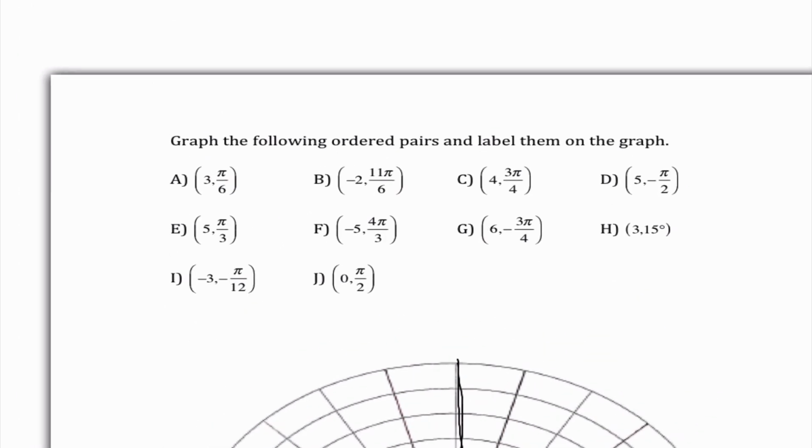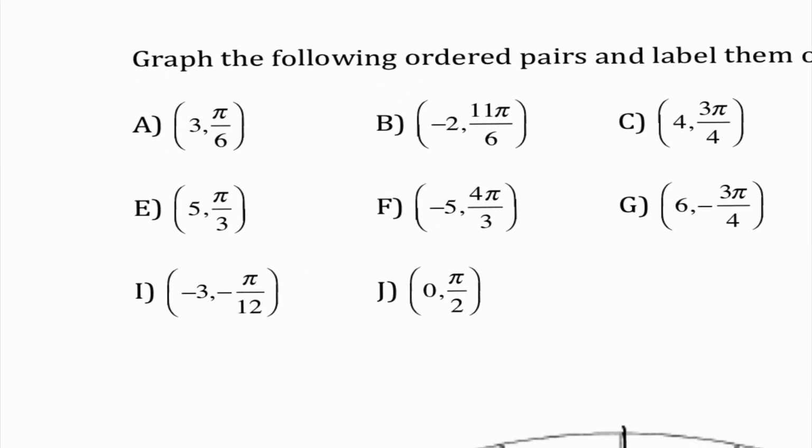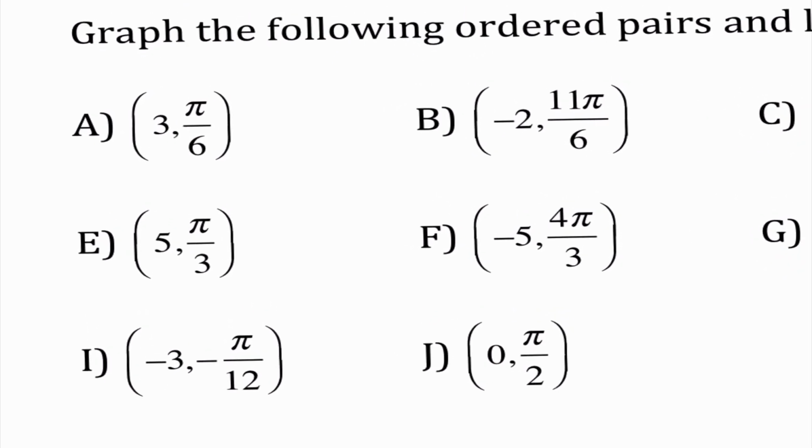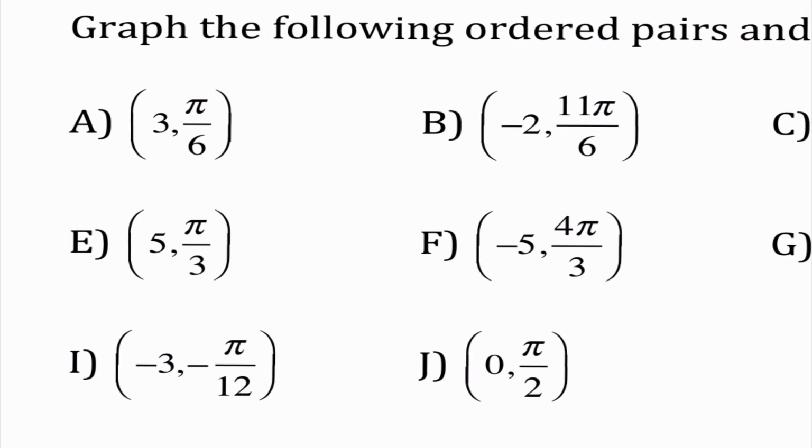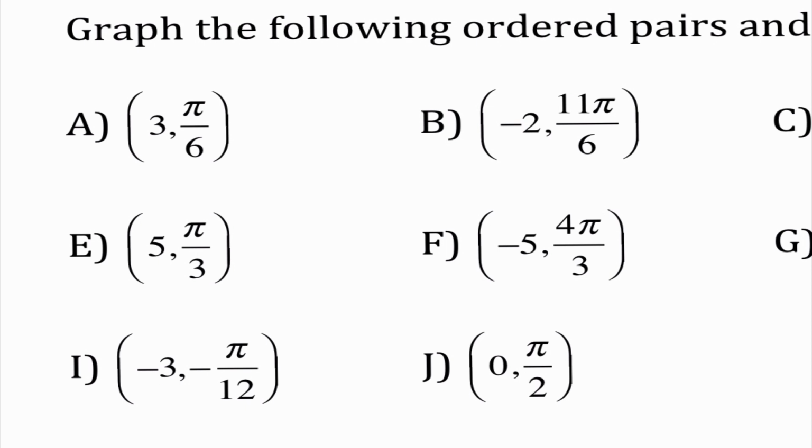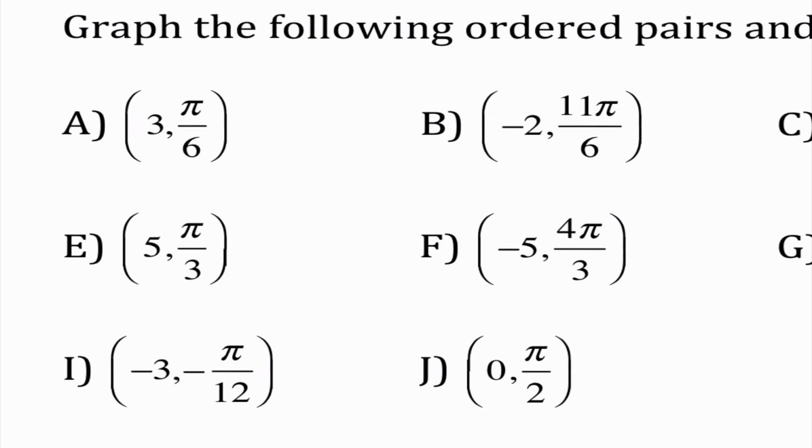Okay, so back up to the problems. So it says graph the following ordered pairs and label them on the graph. So if we look at A, 3, pi over 6. So I'm going to go ahead and write underneath what this is actually meaning for us to do. I know that our r value is telling us how far to go. Since it's positive, it's telling me to move to the right 3. So I'm going to use RT as an abbreviation for right. And we need to move pi over 6.